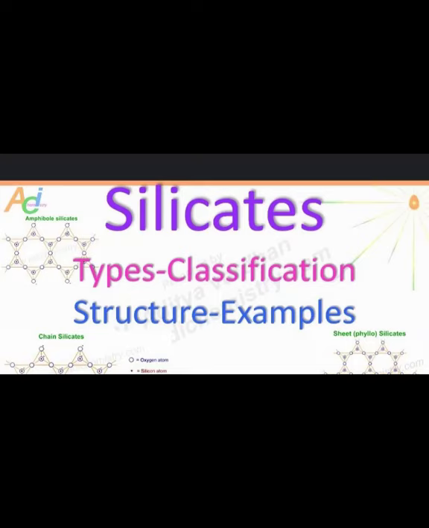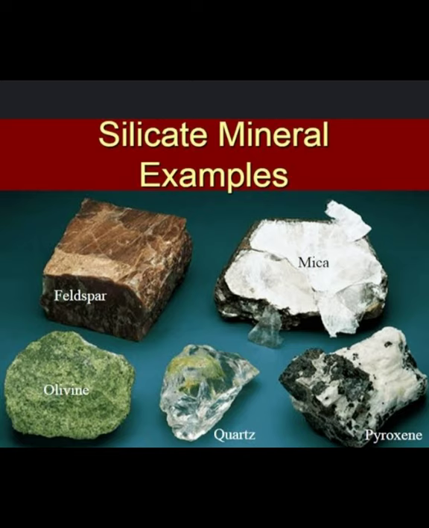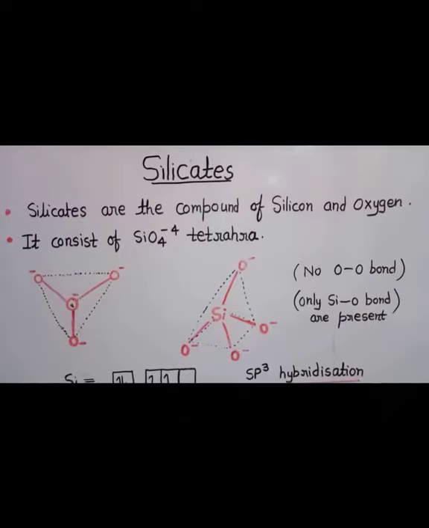Hello students, in this video we are going to see about silicates, their types, classification and structure with examples. Here is a picture which shows silicate minerals with examples, namely feldspar, mica, quartz, pyroxene and olivine. So these are the silicate mineral examples.